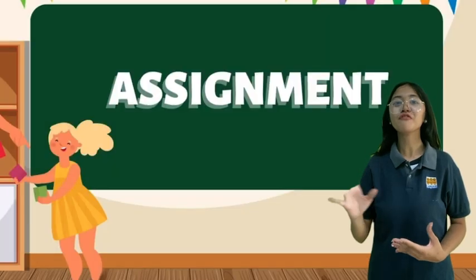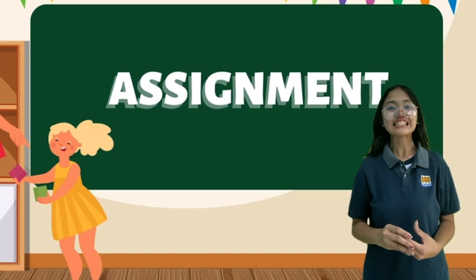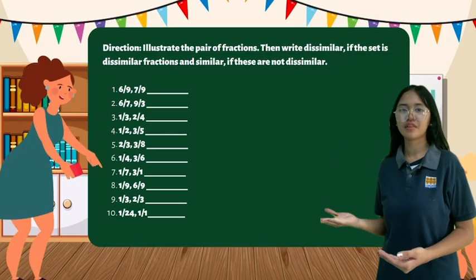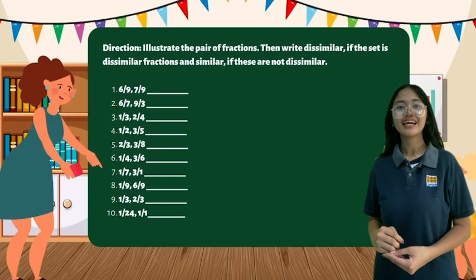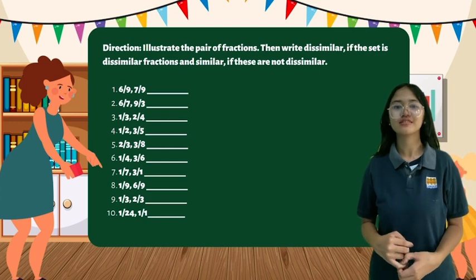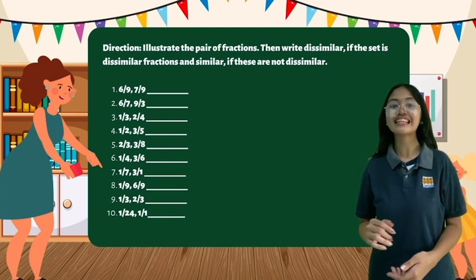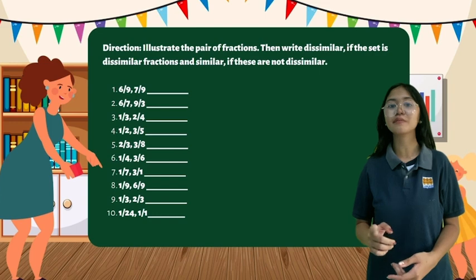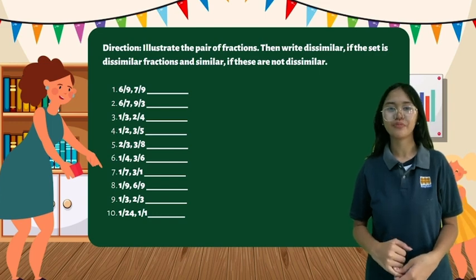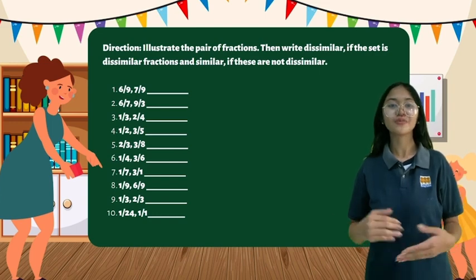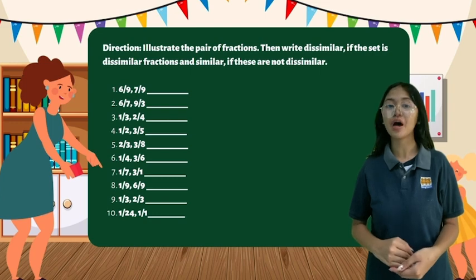Now children, before we end our discussion, this will be your assignment for our next meeting. Direction: Illustrate the pair of fractions. Then write dissimilar if the set is dissimilar fractions and similar if these are not dissimilar. That's all. I hope you are clear about our topic for today.